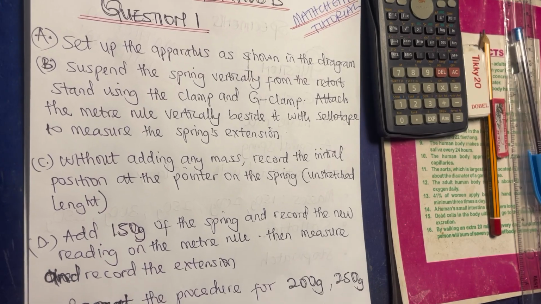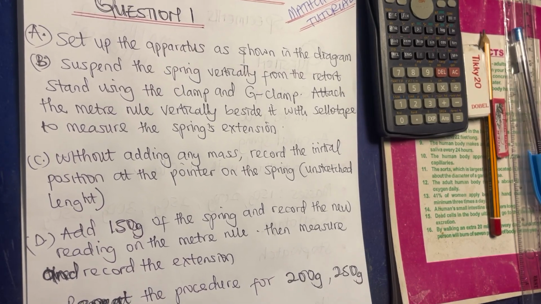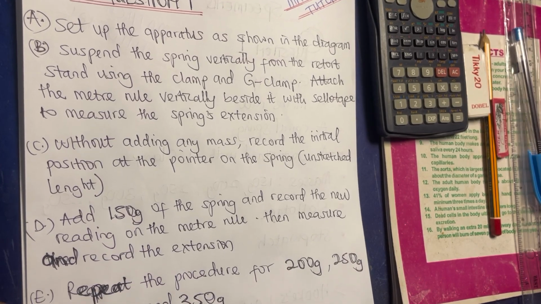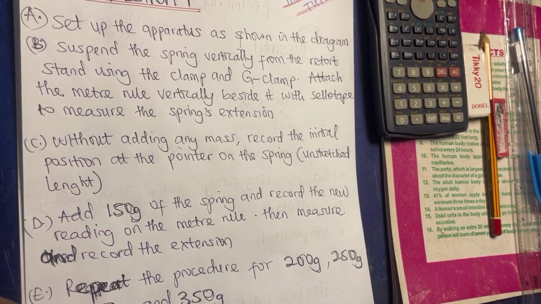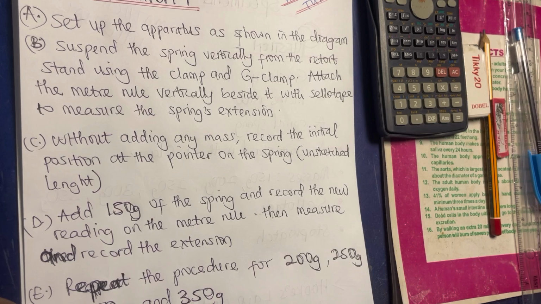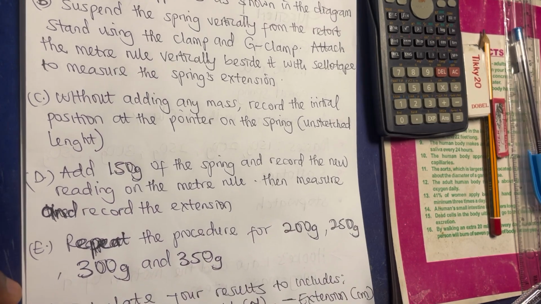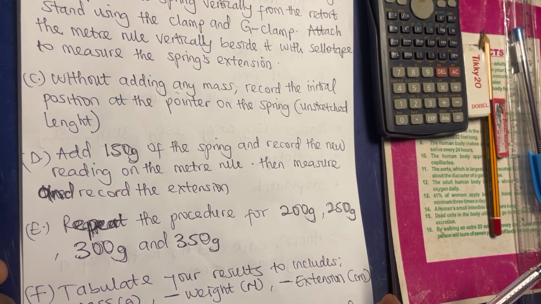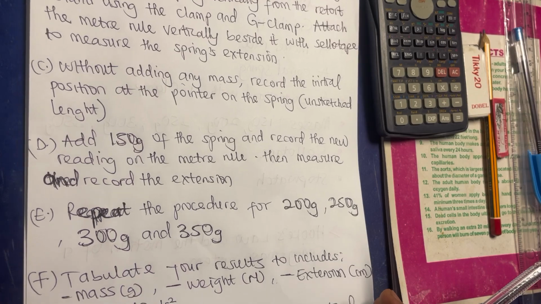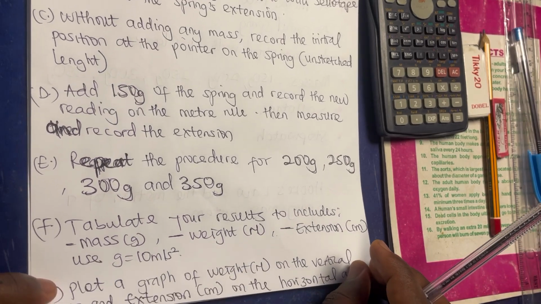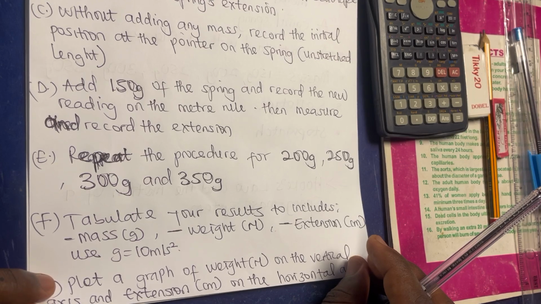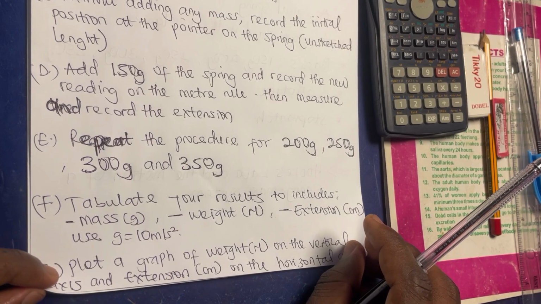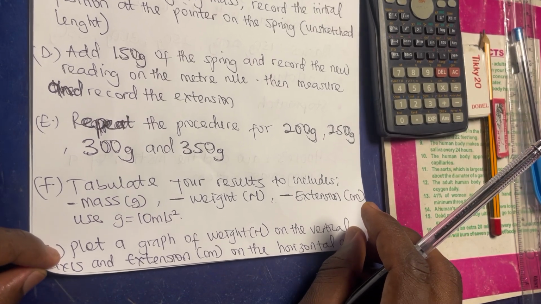So B now says you should suspend the spring vertically from the retort stand using the clamp and G clamp. Attach the metal rule vertically beside it with sellotape to measure the spring's extension. C says without adding any mass, record the initial position of the pointer on the spring, that is the unstretched length. So then D says you should add 150 gram to the spring and record the new reading on the metal rule. Then measure and record the extension.